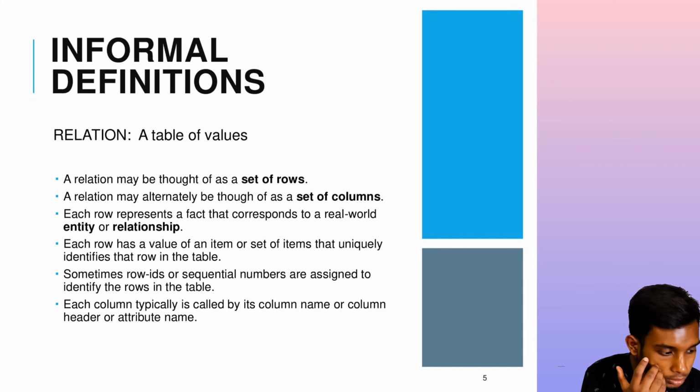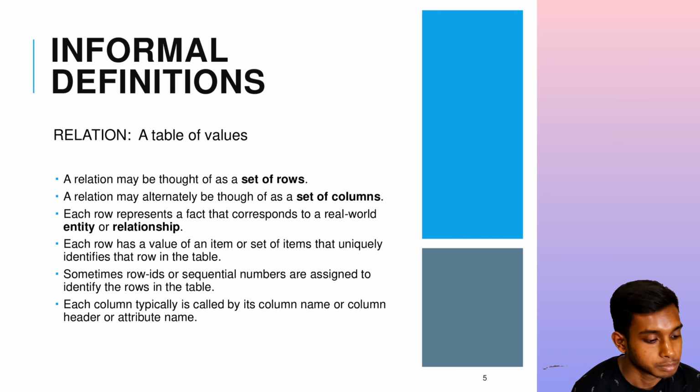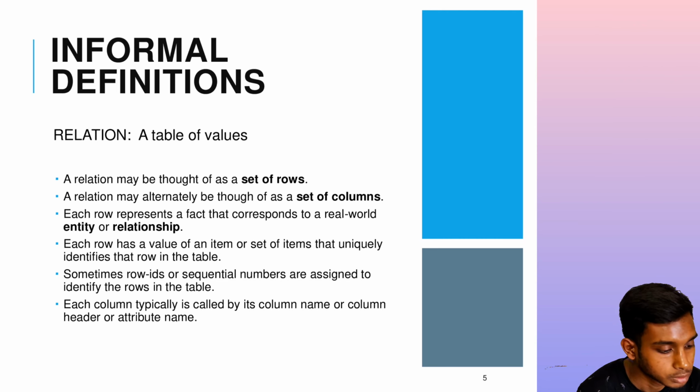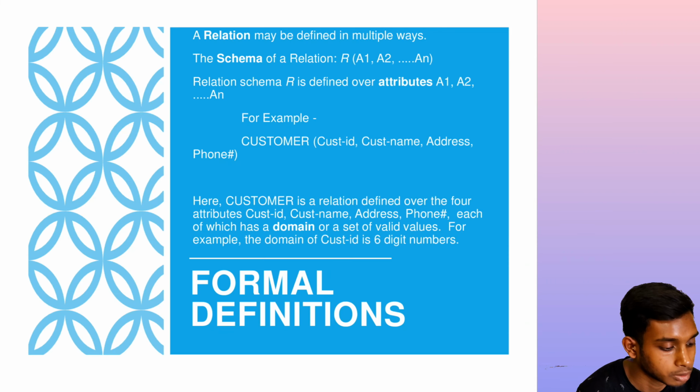Informal definition. A relation looks like a table of values. A relation may be thought of as a set of rows. A relation may alternatively be thought of as a set of columns. Each row represents a fact that corresponds to a real-world entity or relationship. Each column is typically called a column name or column header or attribute name.